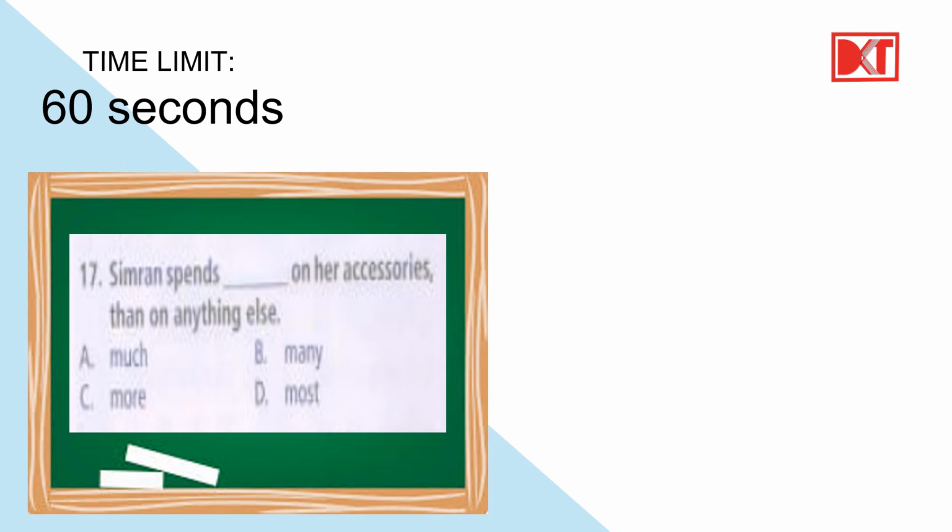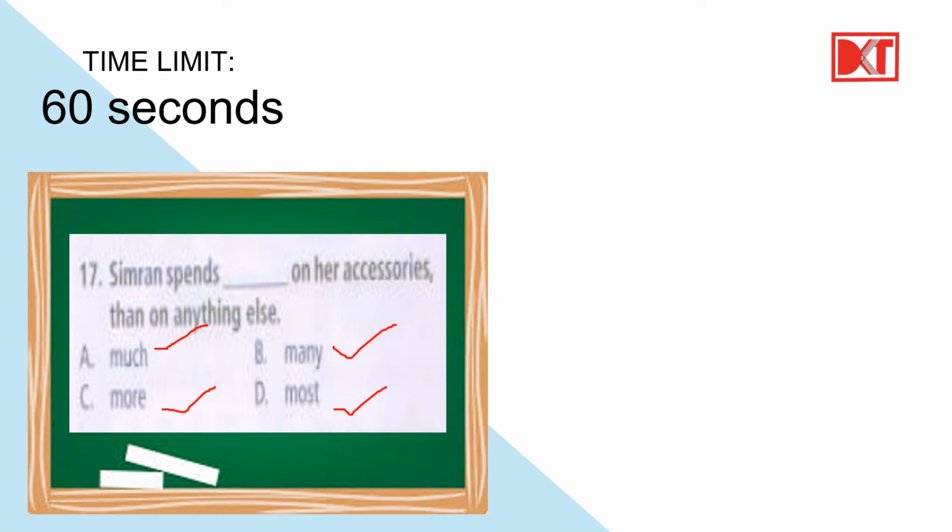Simran spends dash on her accessories than on anything else. A: spends more on her accessories. B: spends many on her accessories. C: more on her accessories. A: is much on her accessories. B: is many on her accessories. C: is more on her accessories. And D: is most on her accessories.